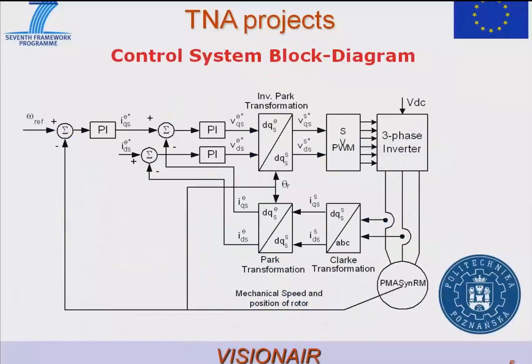To control this, the next slide presents the control system block diagram. So we have here the motor and the control system. To control this kind of motor, it is important to change the three-phase structure of the system to a two-phase system. To do this, it is important to use some transformation. In this situation, it was the Park and Clarke transformation. And after the PI controller, we also use the inverse Park transformation to change the two-phase system back to the three-phase system.